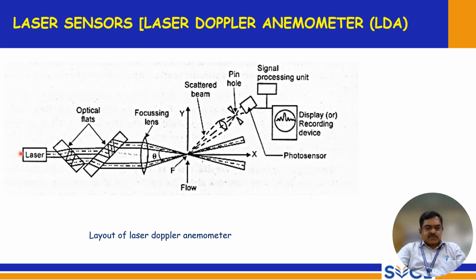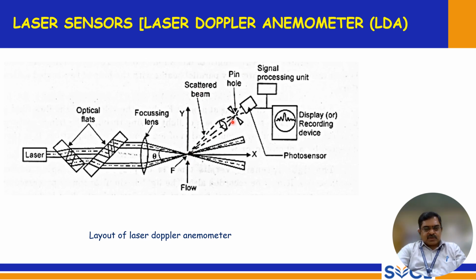So you can see here this is the laser, and it passes through the optical flats. This is the focusing lens with its focal length. Through the lens, theta is known as the cone angle, and y is the point of intersection of the laser beam and the scattered beam.